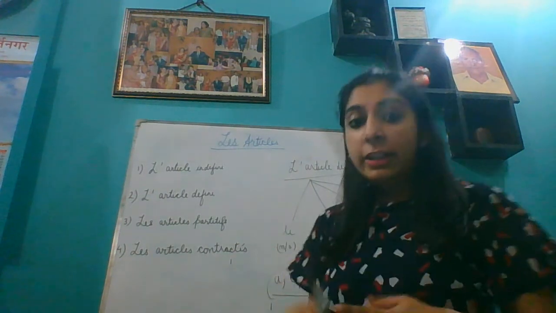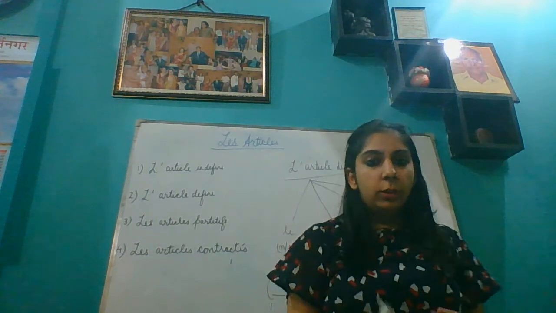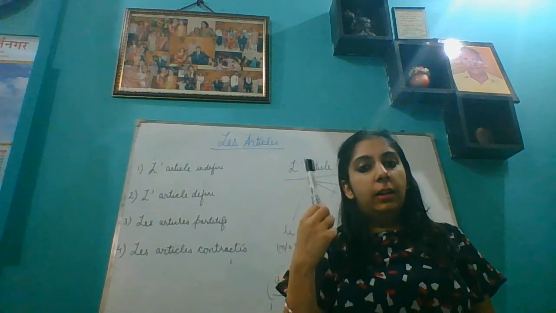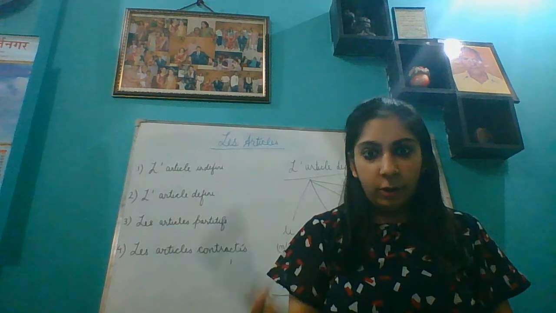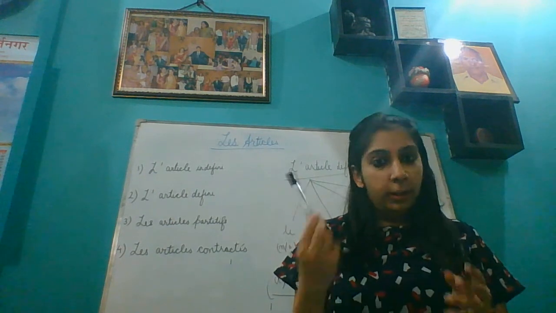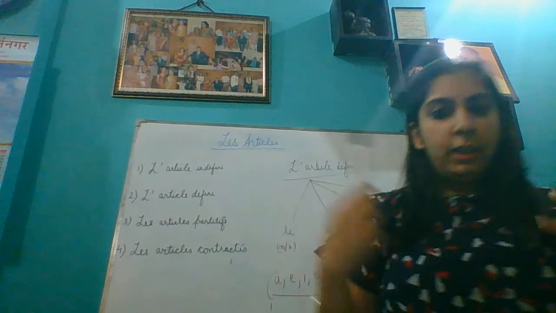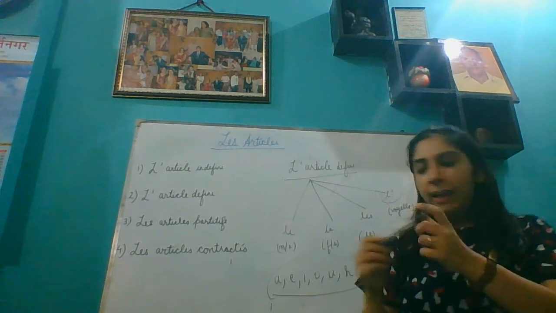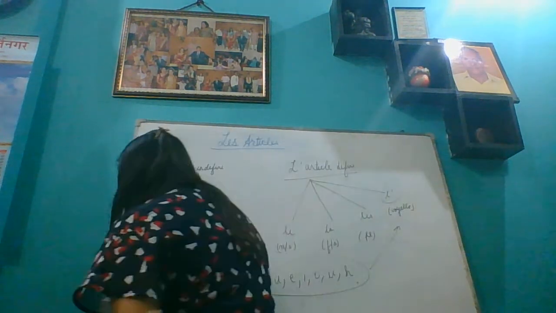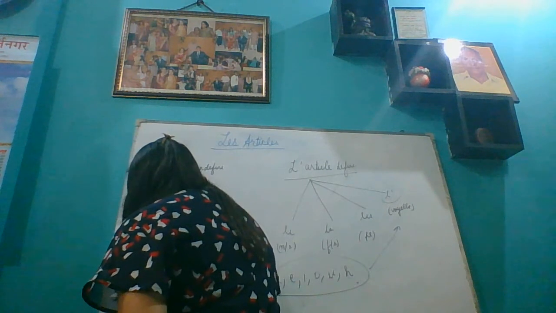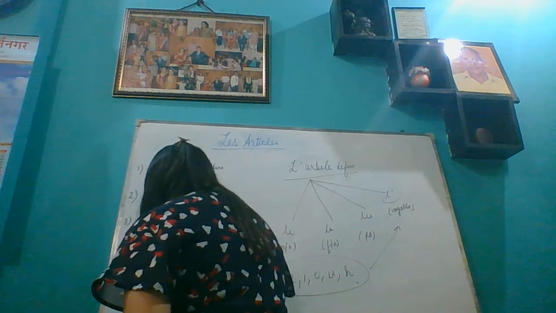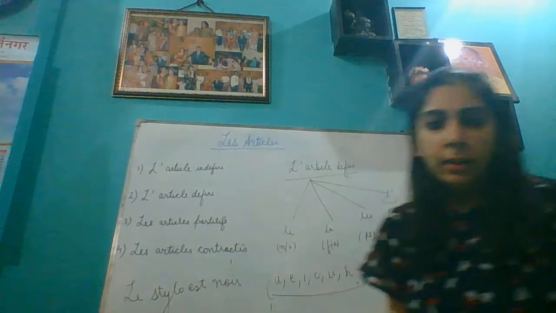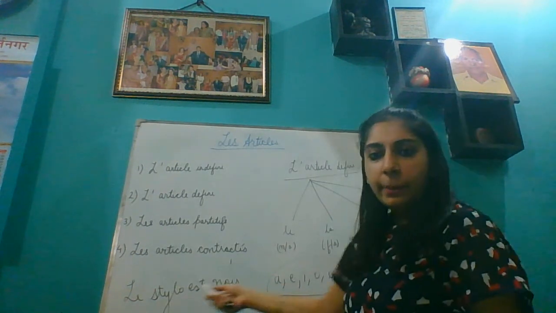Article defini, which literally has a meaning of the. So, if I want to say the pen is black, le stylo est noir. Le stylo est noir. We learned pen and the colors earlier. You can see the previous video if you haven't seen it yet. So, the pen is black. How will we write it? Le stylo est noir.